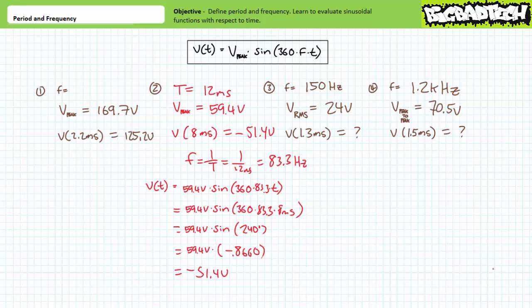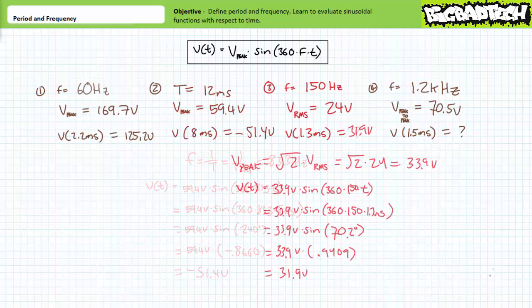For the third example problem, we're given an effective or RMS value of 24 volts. This is equivalent to a peak value of square root 2 times 24 volts, or approximately 33.9 volts. Hopefully you didn't fall into this trap. Peak values are always greater than effective values. Additionally, we're given a frequency of 150 Hz.